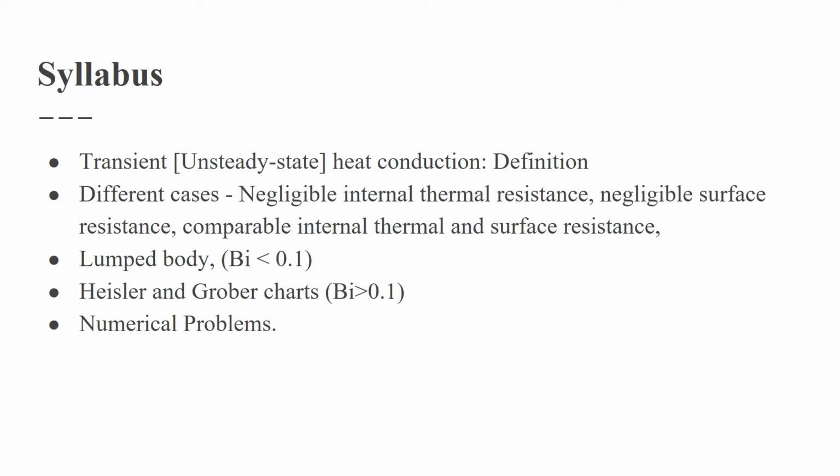The syllabus which will be covered under this unit is given here. The transient heat conduction definition in different cases. One is negligible internal thermal resistance or negligible surface resistance, both are same. That is called lumped heat analysis, that is nothing but Bi less than 0.1. And the second one is comparable internal thermal and surface resistance, that is called Biot number greater than 0.1. So only two concepts here we are going to study, and numerical problems.